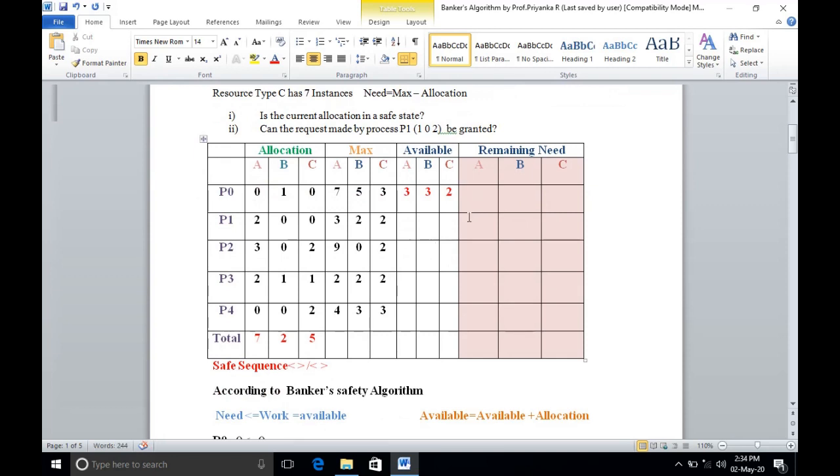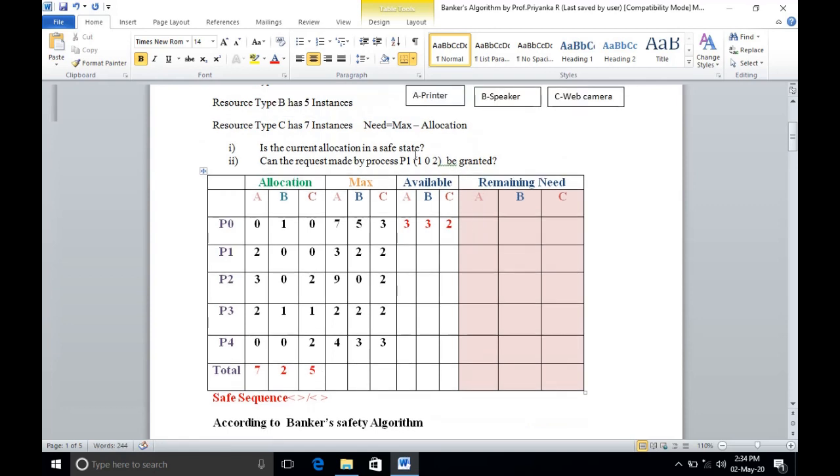Now let us calculate the remaining need table. For calculating the remaining need, the formula is need is equal to maximum minus allocation. So the process P0 requires a maximum of 7 resources of type A, 5 resources of type B, and 3 resources of type C. But at a particular point of time, it has already been allocated 0, 1, and 0. Now we have to calculate the remaining need.